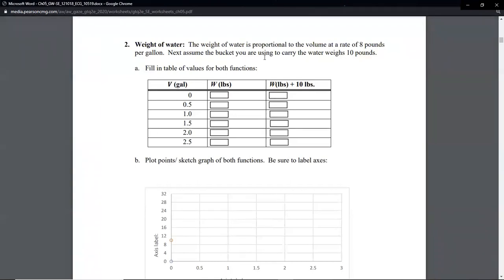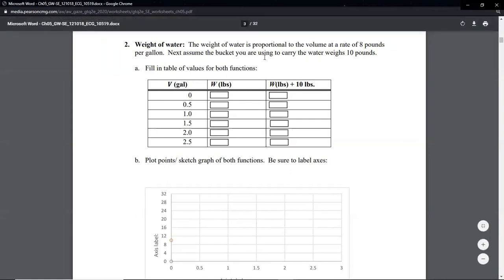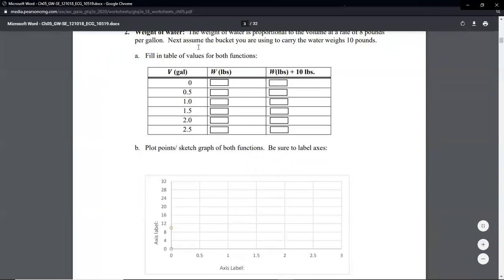So we want to do some what if analysis. What if we put a half a gallon of water in? What if we put a 1 gallon in? How much does the water weigh, and how much does everything weigh? So this is just the water, and then this would be with the weight of the bucket as well. So we said that weight of water is proportional to the volume at a rate of 8 pounds per gallon. 8 pounds per gallon. So that means 1 gallon weighs 8 pounds.